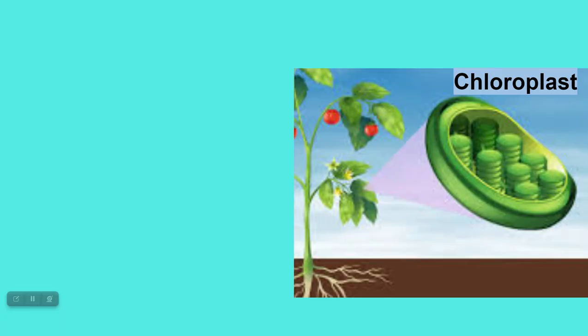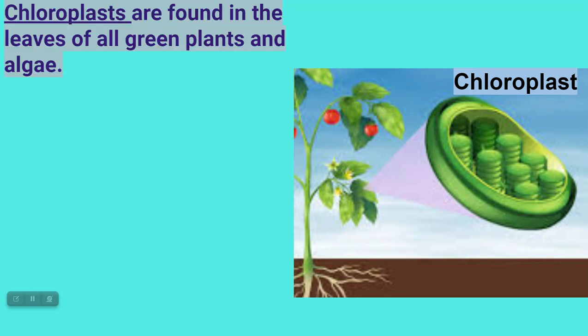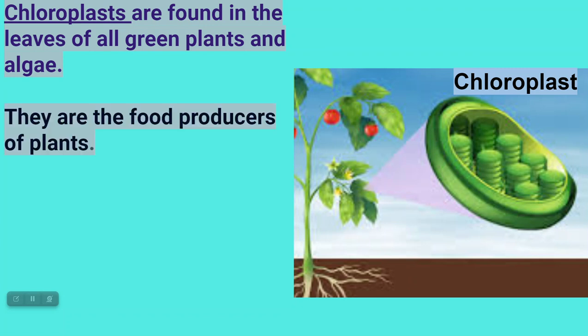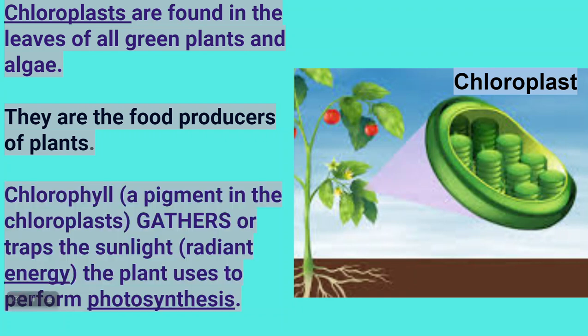Okay. So you saw this slide last class. Just a reminder, we have chloroplasts inside a leaf. And those chloroplasts, that's the place where the photosynthesis happens. Okay, so chloroplasts are found in the leaves of all green plants and algae. They are the food producers. That's where the glucose or sugar is being produced.